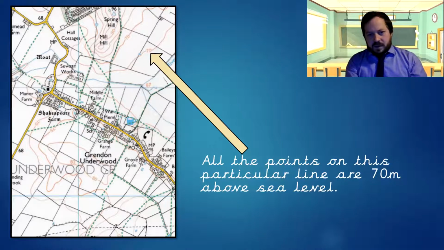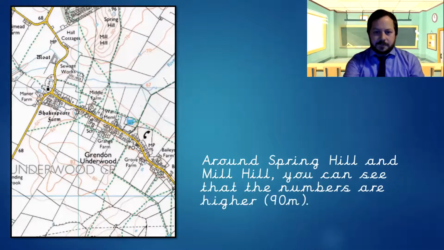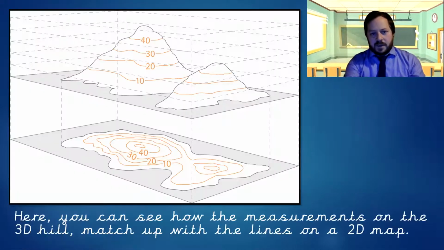So, like I said, this shows exactly how high above sea level it is. Around Spring Hill, which you can see at the top up here, you can see that the numbers are 90, so it's getting higher. And if you were to look at that image in 3D, so this is what you see on a map. And this is really interesting. So these are your contour lines on a map.